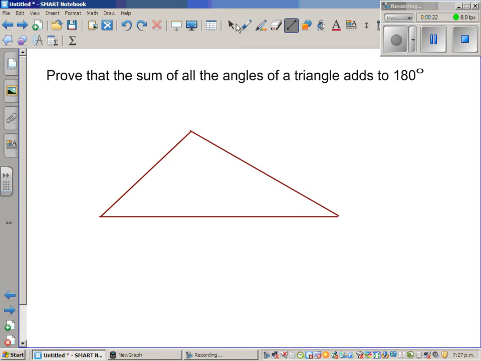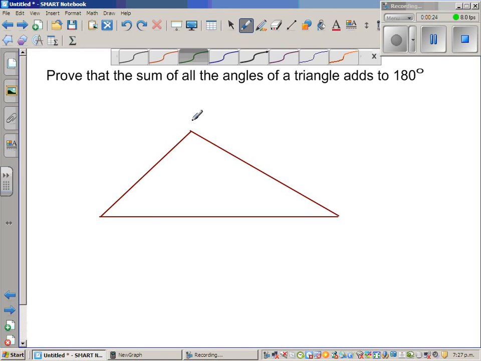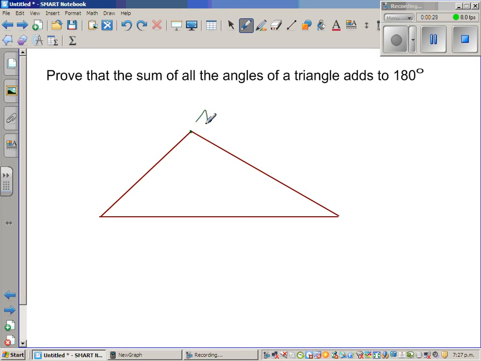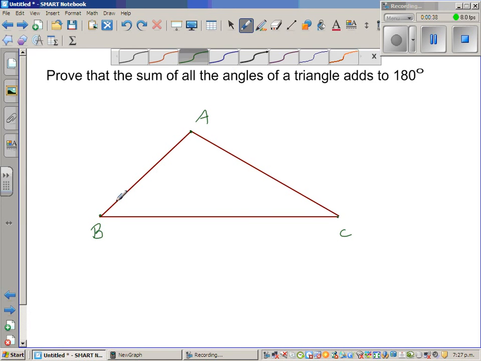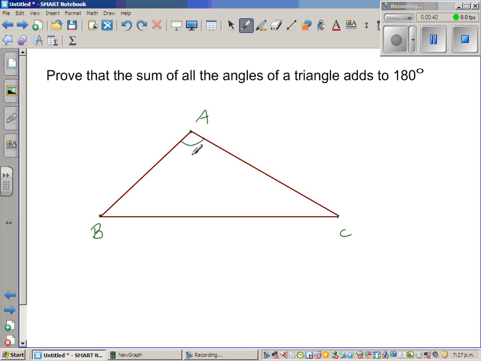Now, let us name this triangle ABC. So this is the vertex. This is A, this is second vertex B, and this is the third vertex C. So let us name this angle, say, lowercase a, this lowercase b, and this lowercase c. We want to prove a plus b plus c is 180 degrees.